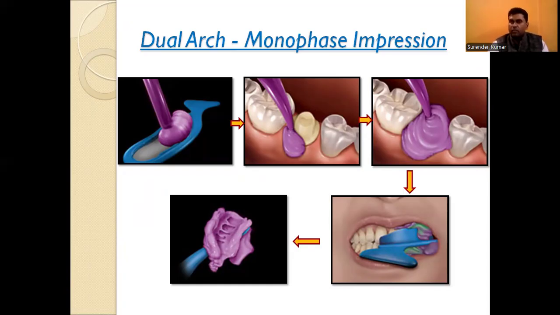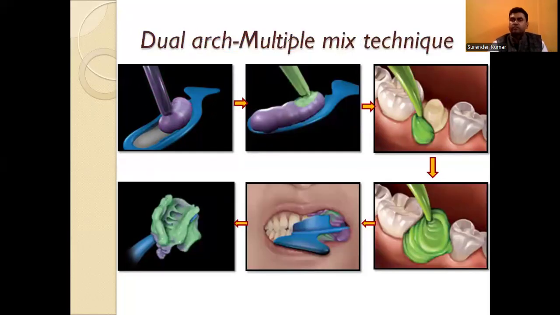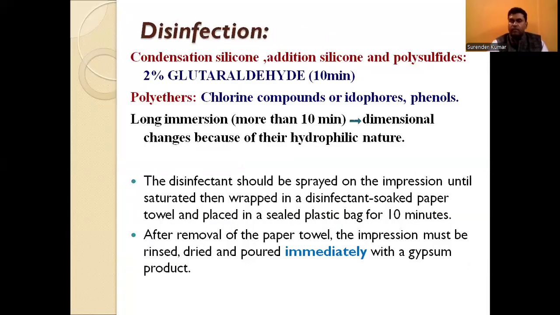And you have to also inject it in the prepared tooth area and ask the patient to close in MIP position, so that you get the dual impression, in the maxillary teeth as well as in the mandibular teeth simultaneously. You can also use the dual arch multiple mix technique, that is, the light body is in the mouth on the prepared tooth, and a medium viscosity material in the triple tray.